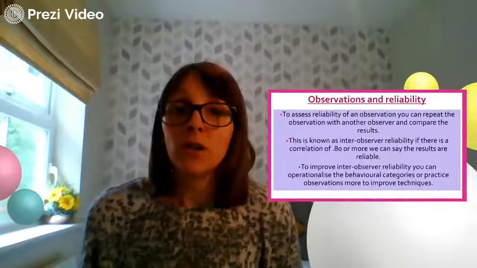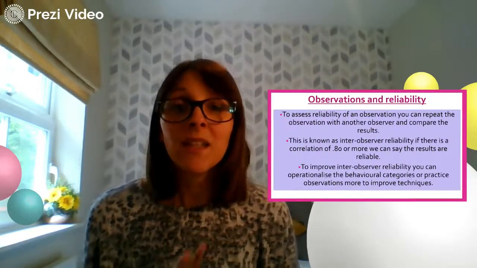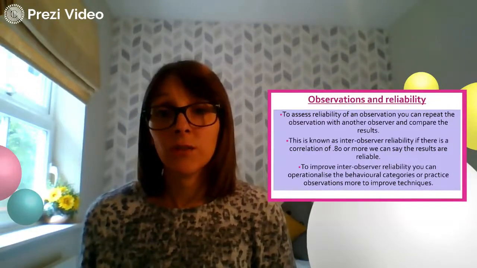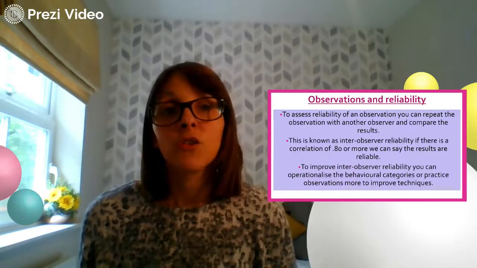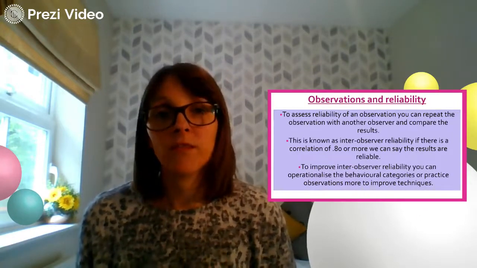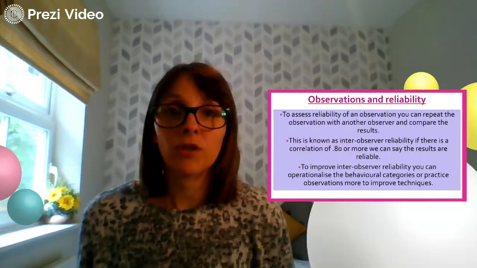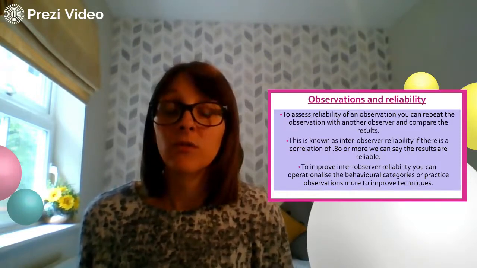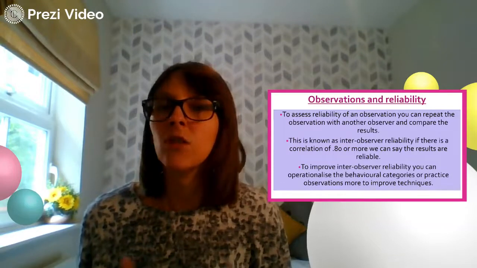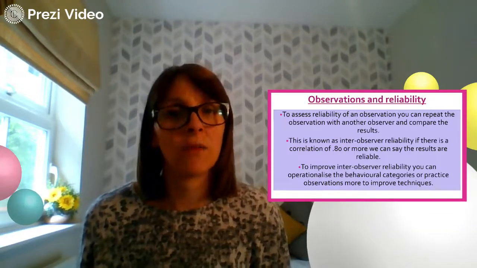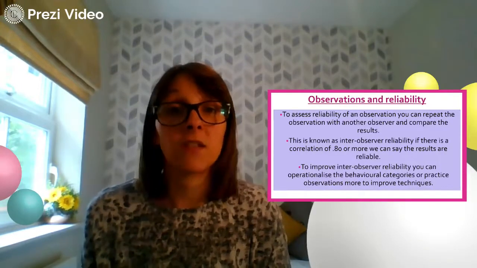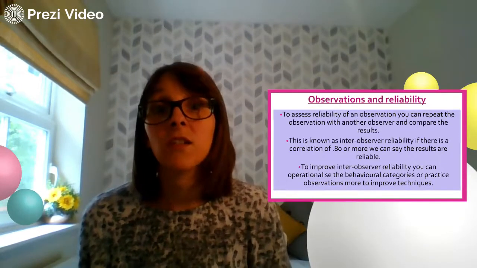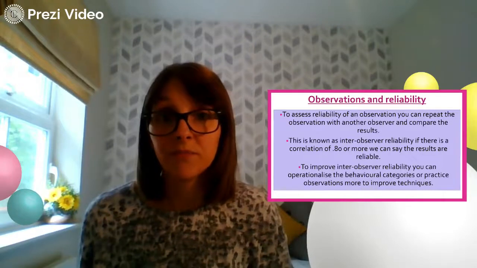So first of all, we'll look at observations. If you want to pause the video, you can do that now, you can make some notes, but I'll talk through it as well. So if we want to see if an observation is reliable, what we'll do is get two different people to observe the same thing. Like we did in class, the Jeremy Kyle observation. So we have two people observing the same thing, they have the same categories, and they record their results.